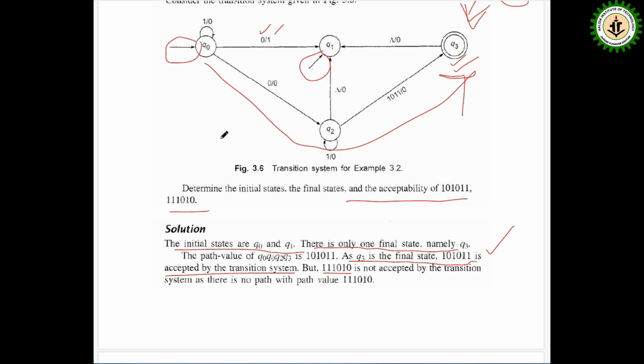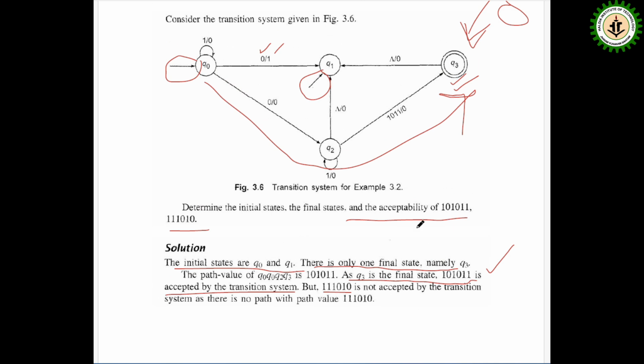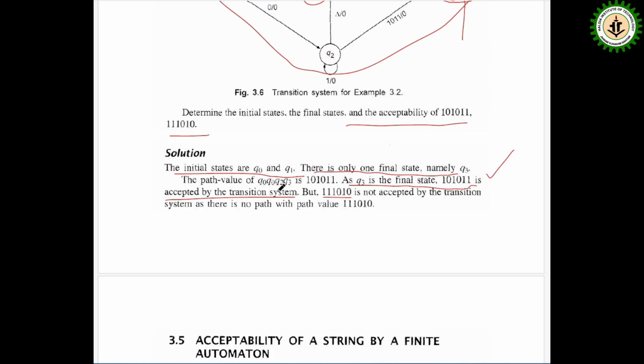Now, how could we decide that one string is accepted and another is not accepted? If using a string from the initial state, we can reach the final state, then the string is accepted, otherwise it is not accepted. So in that way, we can decide that 101011 is accepted, but 111010, the second string, is not accepted because there is no path with this string in the transition system.